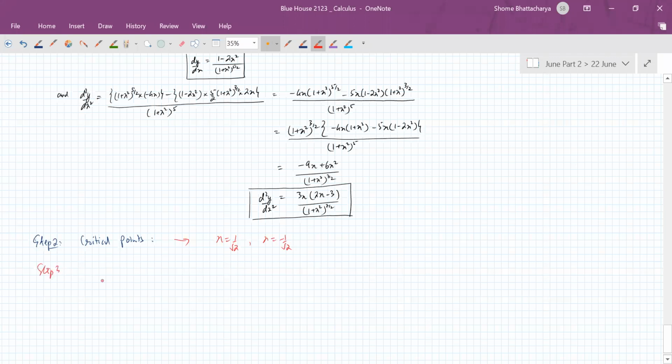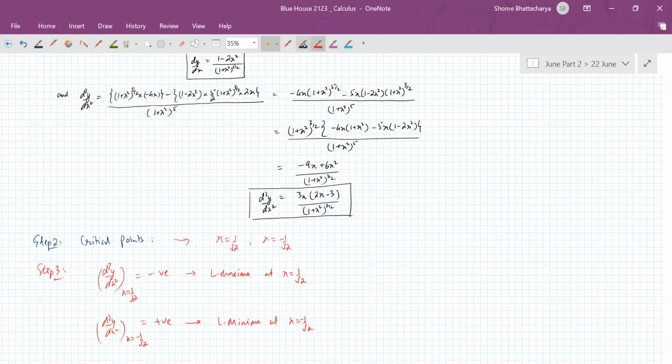And when we do our third step, we will see that the second derivative at x equal to 1 by root 2 will come out to be negative, which means that the function has a local maximum at x equal to 1 by root 2. And second derivative at x equal to minus 1 by root 2. So these steps are a bit lengthy, but to work them out.